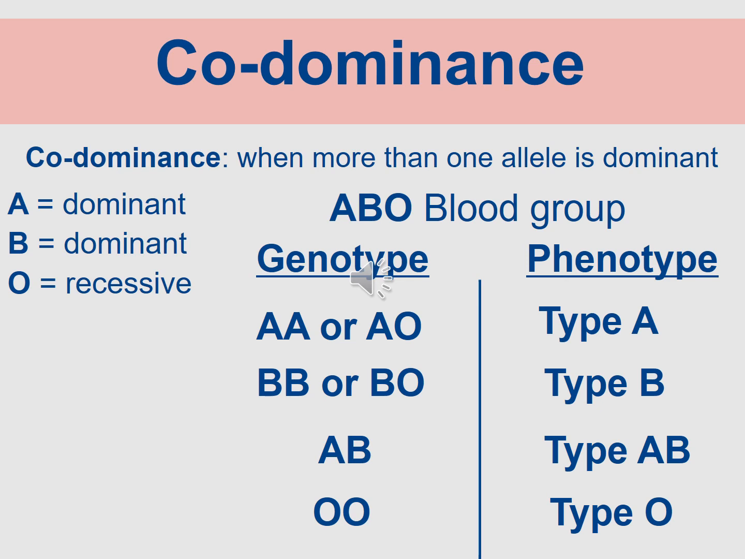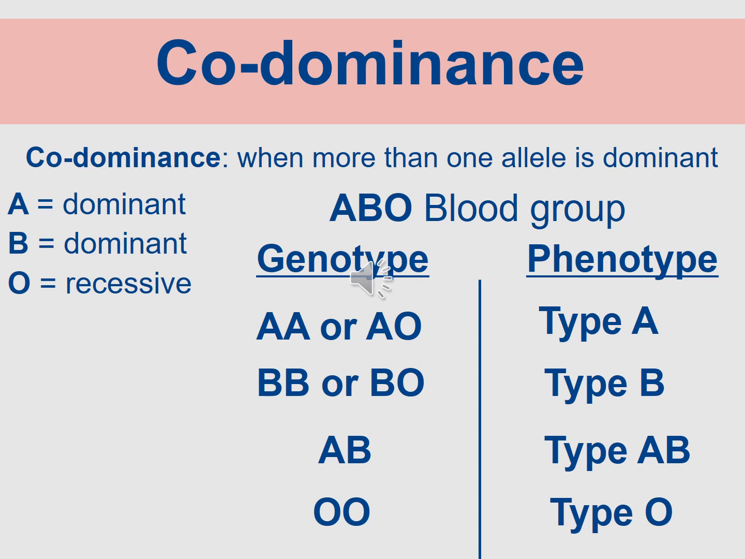A and B are antigens, and they are on the surface of red blood cells. This is a protein that is on your red blood cell. If you have the O allele, you don't have the antigens. You don't have the proteins. They're absent. And so we can look at the different genotypes and phenotypes based on the ABO blood group.